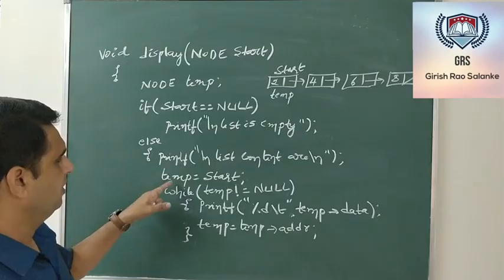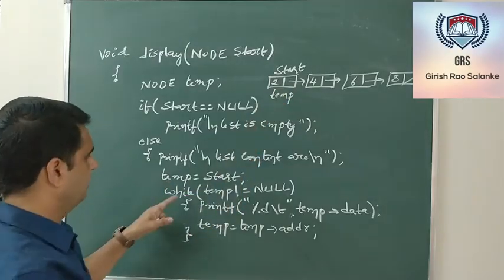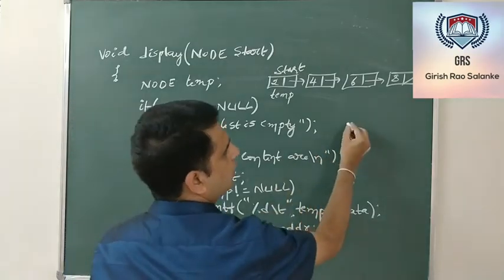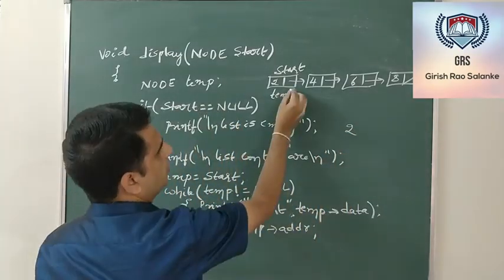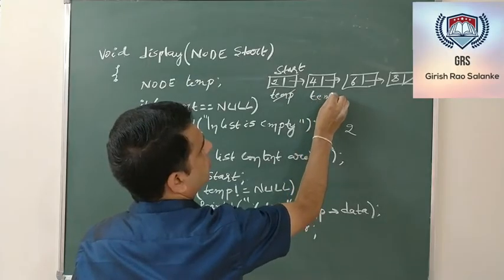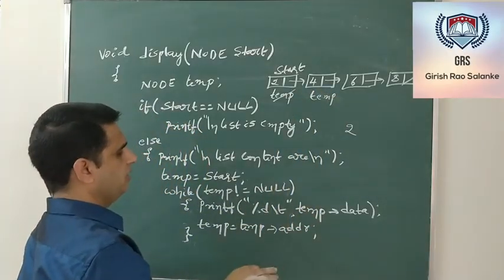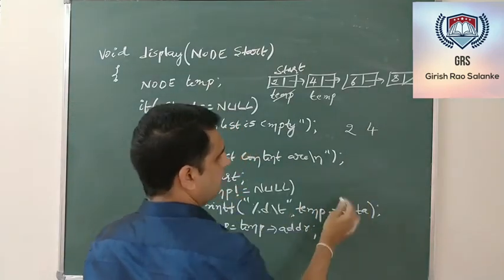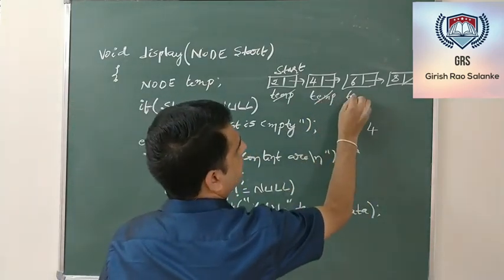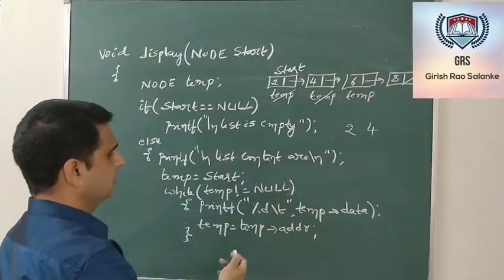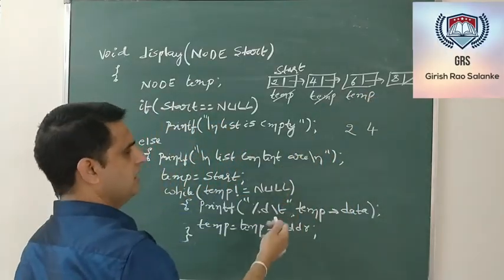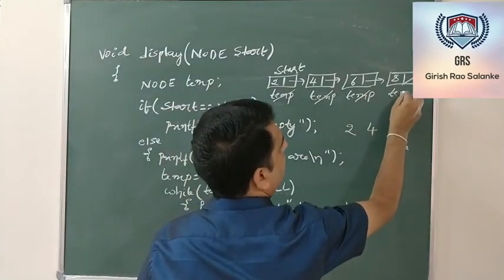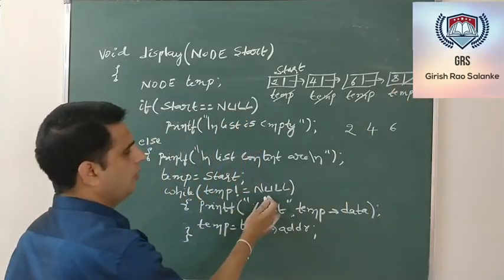So now check what happens. Temp is equal to start, temp not equal to null. Temp is holding the address of a node. Print temp of data, 2 gets printed. Temp is equal to temp of address. Now this becomes my temp. Now temp is holding some address. Yes, this condition is true. Print temp of data, 4 gets printed. Change the reference of temp to the next node. Next, temp is holding a node address. Yes. Print temp of data, 6 gets printed. Change the reference of temp.